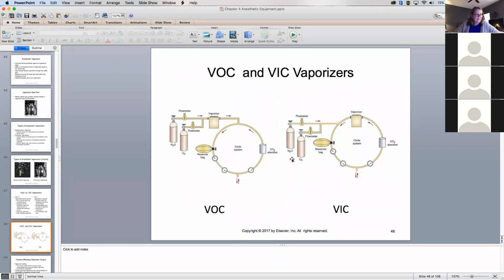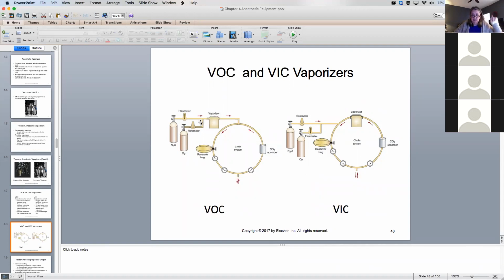Here is a diagram that explains the circle system. The red arrow going down is going to the patient. The other arrow is when they exhale. So what happens is oxygen comes in through the vaporizer, goes into the circuit, they inhale, and then they exhale. But the vaporizer out of circuit is out here.